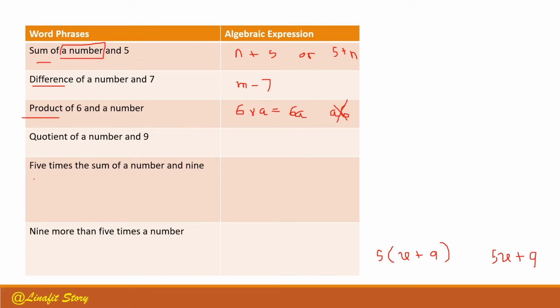5 times the sum of a number and 9. 5 open bracket x plus 9. 9 more than 5 times a number. 5x plus 9, or 9 plus 5x.